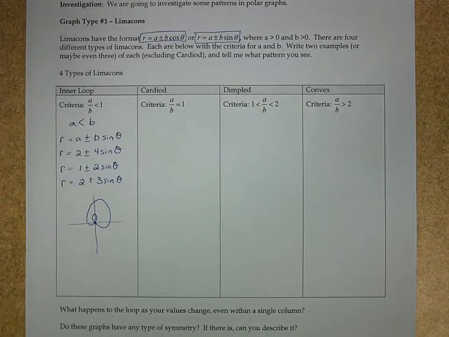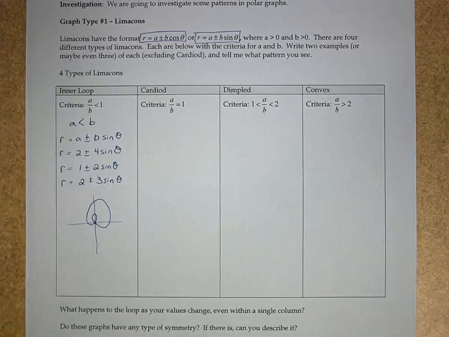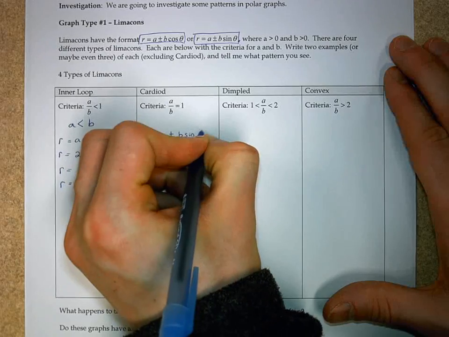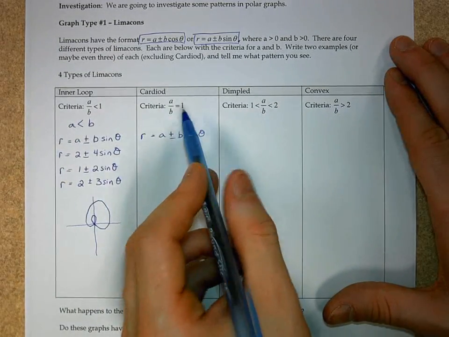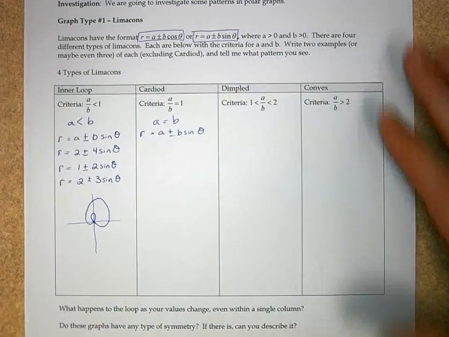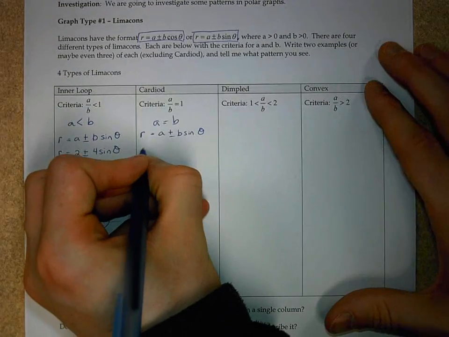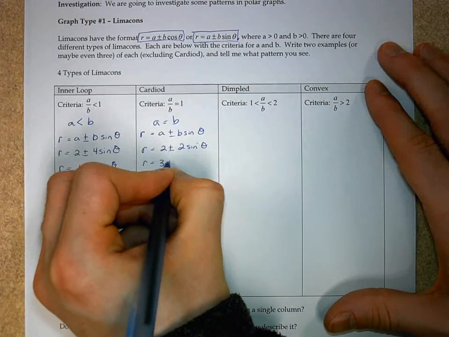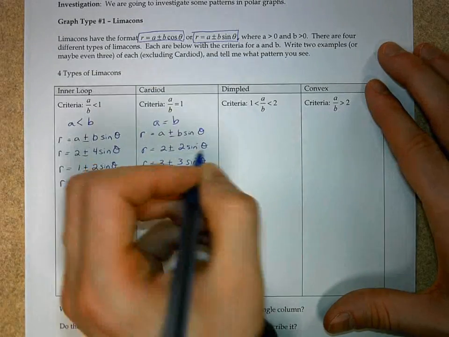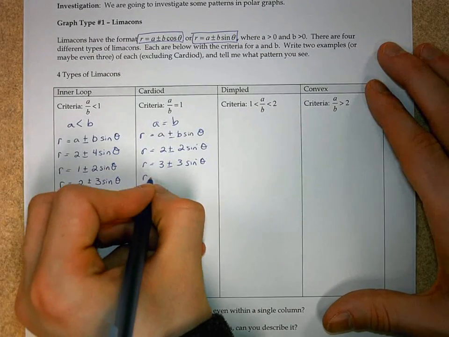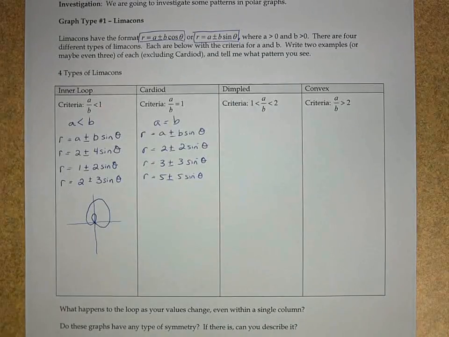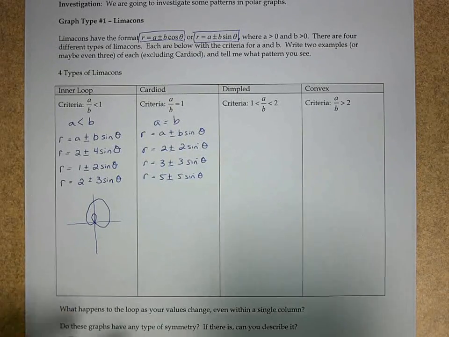The second is a cardioid. And a cardioid has a equal to b. So if I'm going to follow the format r equals a plus or minus b sine of theta, if a divided by b is equal to 1, we have to have the relationship that a is equal to b. So r equals 2 plus or minus 2 sine theta. r equals 3 plus or minus 3 sine theta. I mean, really whatever you want. r equals 5 plus or minus 5 sine theta. Wherever your a and b are the same, you're going to get a cardioid. And a cardioid looks like a heart.